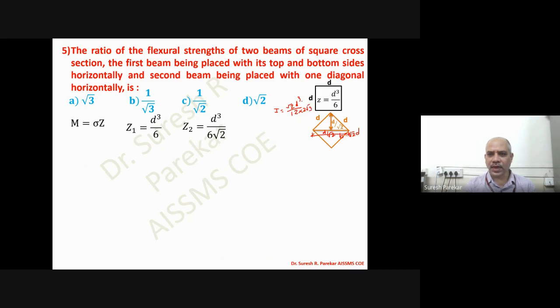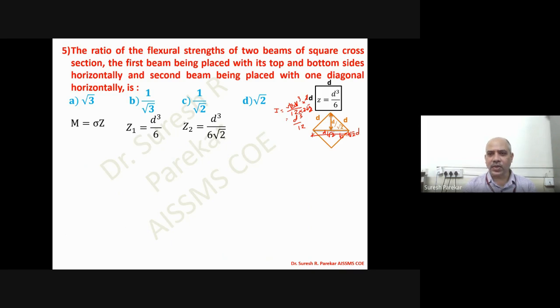And this is for one triangle. We have two triangles, so we have to multiply by 2. So this becomes 2D, so D cube, D is D by root 2, so D cube by 2 root 2. And from this into two triangles, this 2 gets cancelled, this root 2 gets cancelled. And we are going to get I the same as our square section, which is D cube by 12. And then we have I the same, for the square and also for the square with diagonal horizontal.